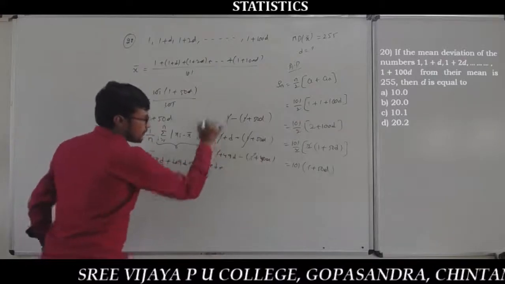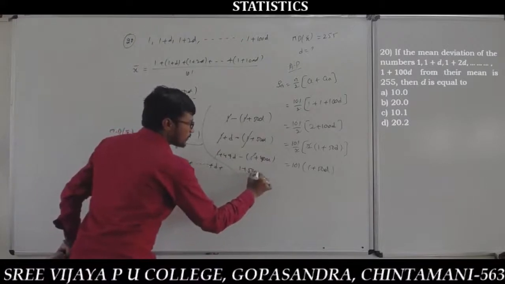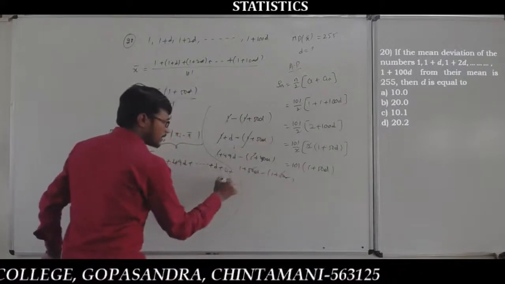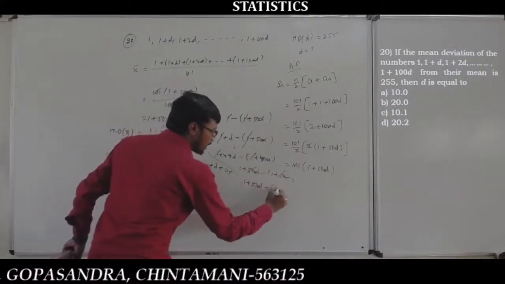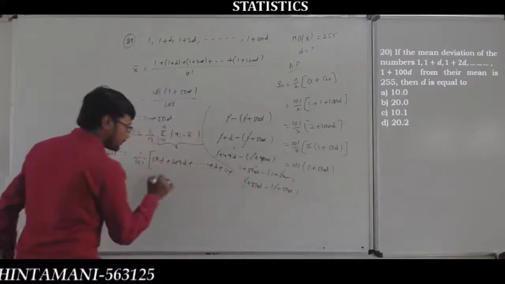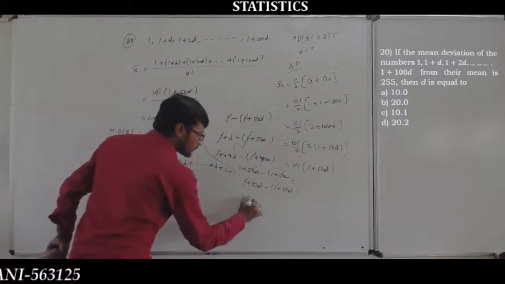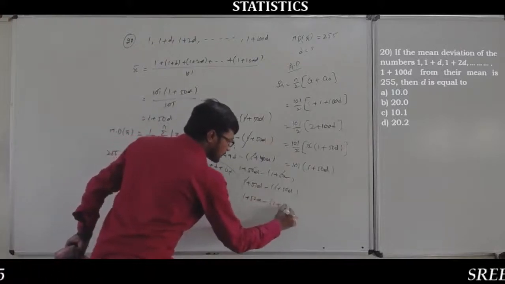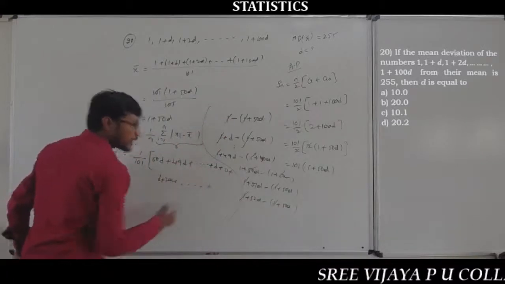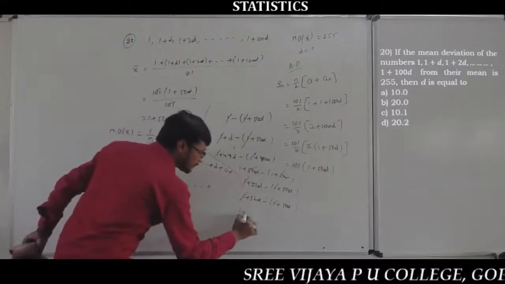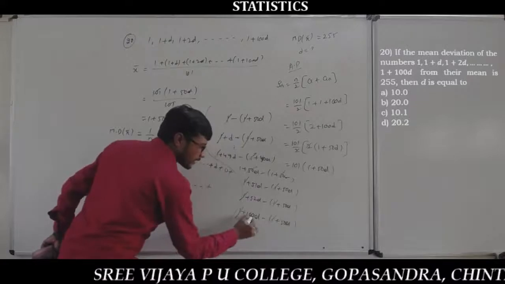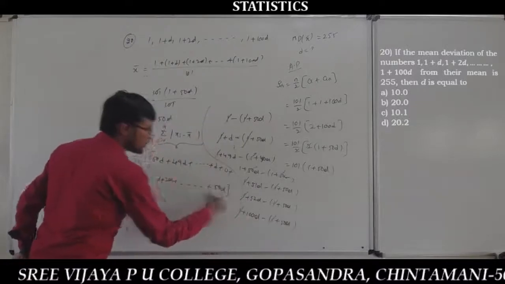Next, 1 plus 50d minus of 1 plus 50d, so it becomes 0. Next, 1 plus 51d minus 1 plus 50d, 1 minus 1 gets cancelled, 51 minus 50 gives d. Next, 1 plus 52d minus of 1 plus 50d, 52 minus 50 is 2d. Again it will continue. What is the last one? 1 plus 100d minus of 1 plus 50d, which is 50d only.